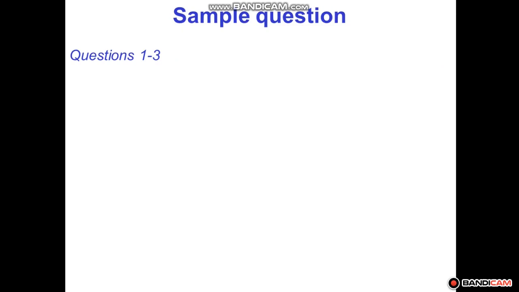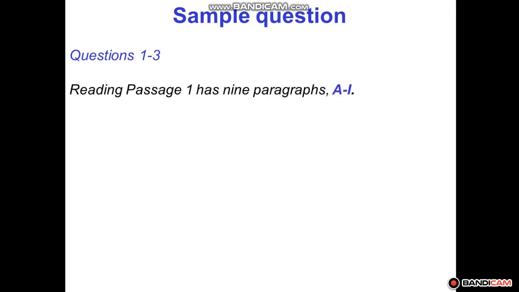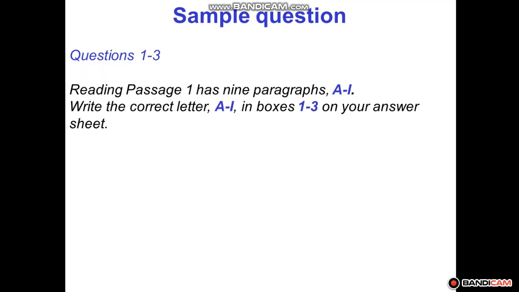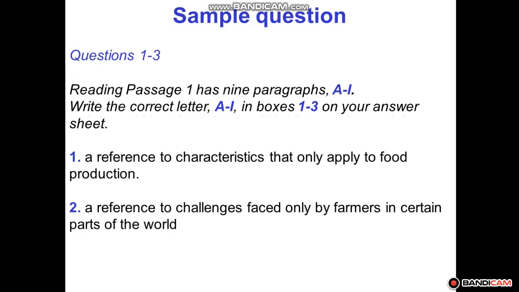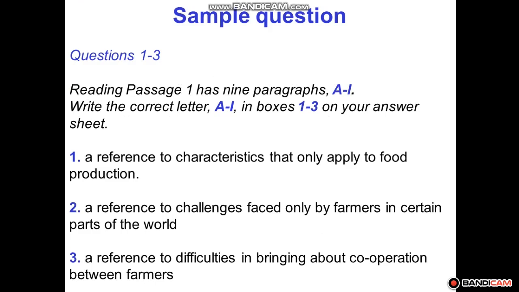Now the sample question that you receive in this type of question, that's how you receive it. Reading passage 1 has 9 paragraphs, A to I. For example, write the correct letter A to I in boxes 1 to 3 on your answer sheet. Now these are the statements given to you. 1, a reference to characteristics that only apply to food production. Second, a reference to challenges faced only by farmers in certain parts of the world. And third, a reference to difficulties in bringing about cooperation between farmers.